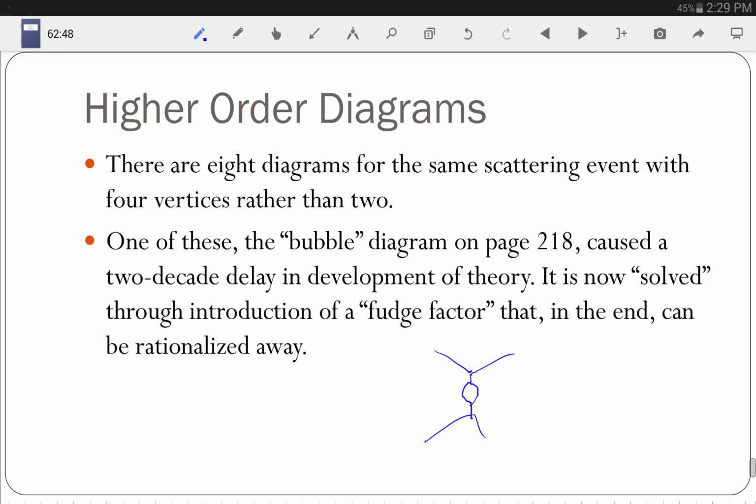And it caused, according to the textbook, 2 decades delay in the advancing of this theory because no one could solve it. And finally they came up with a way to put a fudge factor in so that they could solve it. And they still end up with that fudge factor being a problem, but they say, that's unimportant. Look the other way, and we're able to get past it. And that does bring us to the end of the chapter.